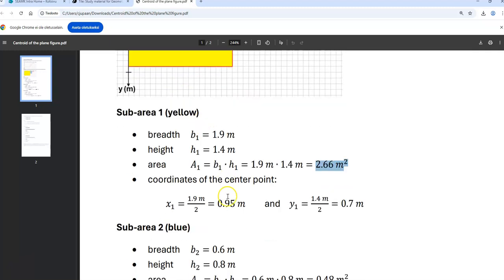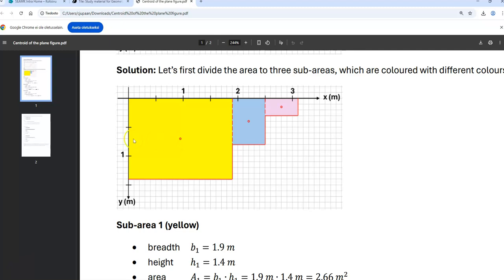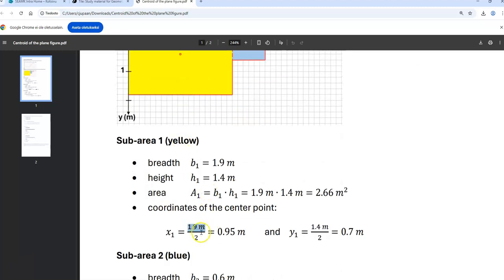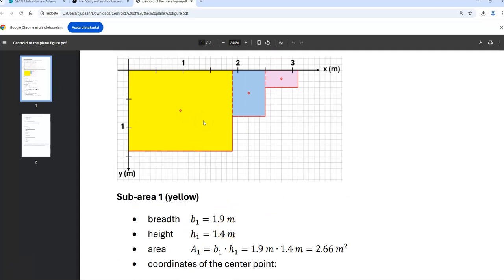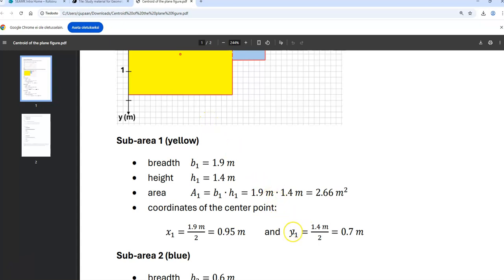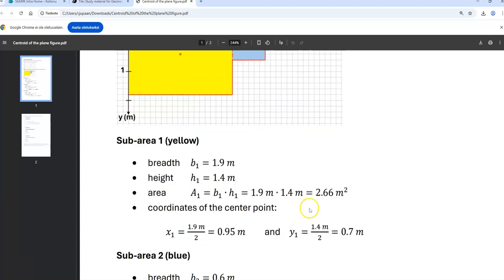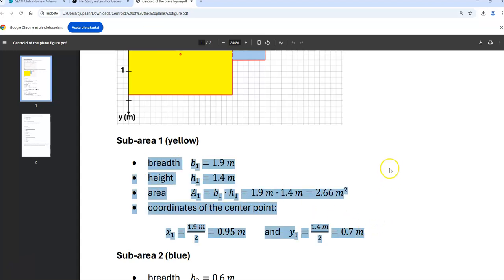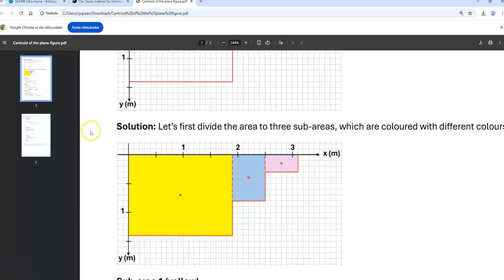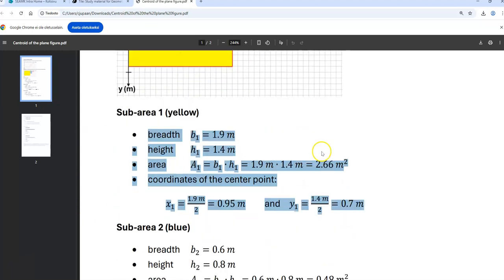So that's why the center point is very easy to find, because the breadth of this figure was 1.9 and the midpoint must be in the middle of that, so it is 1.9 divided by 2. This gives us the x-coordinate of this center point. The same holds with the y-coordinate, because the height of this figure is 1.4, and if we divide that by 2 we get 0.7. So these are the first 5 values we need to find the center point of the whole figure. This is sub-area 1.